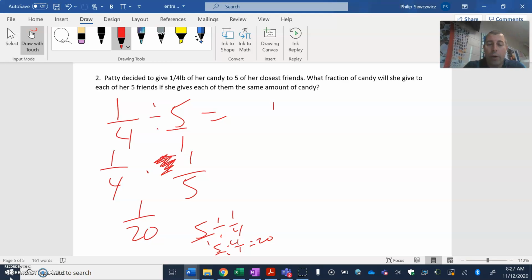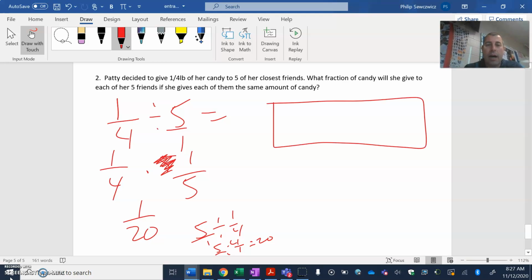So again, big fan of the visual though. Let's show you how it works. Patty gave a quarter of a pound of her candy to her 5 friends. So the idea here is we've got a quarter of a pound. The whole amount, that's everything. And we're giving it to her 5 friends. 1, 2, 3, 4, 5. Again, even if we do the visual here, we can see, oh, I've got a quarter of a pound, the whole amount, and I want to divide it by the 5 friends.